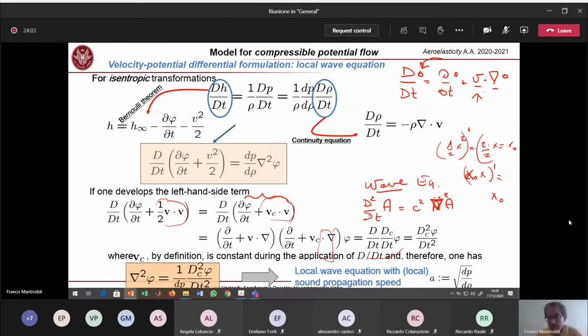So we have a local wave equation, but with the local meaning of this wave propagation, in the sense that you have, first of all, a local value of your wave velocity.